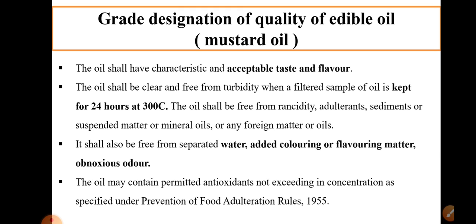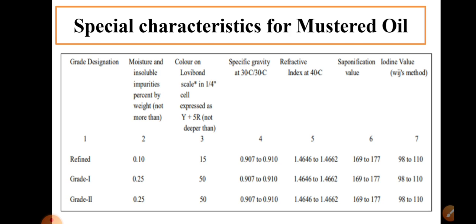Then it should be free from any kind of matter like oil, water, or any other varieties of oils. Then added coloring matters, flavoring matters, and any bad smells. Its antioxidant level should not exceed what is prescribed by the Prevention of Food Adulteration Act 1955. Then mustard oil, or all oils, are categorized into three categories: refined, grade 1 and grade 2.